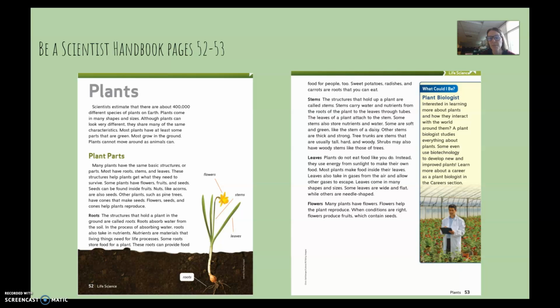Flowers. Many plants have flowers. Flowers help the plant reproduce. When conditions are right, flowers produce fruits, which contain seeds. All right, now it's going to pop up a question. What is one fruit that you know that has seeds? What's a fruit that you know that has seeds and that helps it reproduce or make more of it?